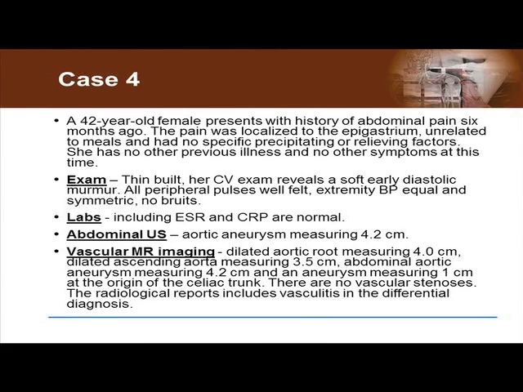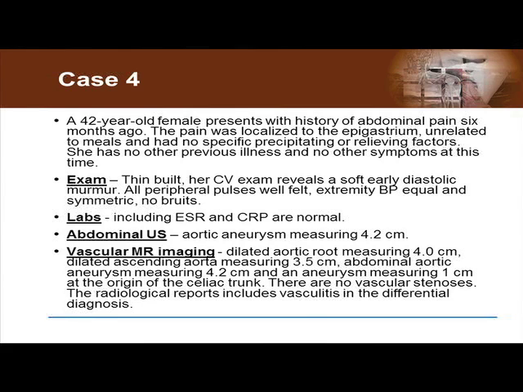A 42-year-old lady presents with a history of abdominal pain 6 months ago. The pain was localized to the epigastrium, unrelated to meals, and there were no specific precipitating or relieving factors. She has no previous illness and no other symptoms at this time, so the abdominal pain has resolved. On exam, she has a thin build. Her cardiovascular exam reveals a soft early diastolic murmur in the aortic area. All her peripheral pulses are well felt, extremity blood pressures are equal and symmetric, and she has no bruit. Her labs are normal. Abdominal ultrasound shows an abdominal aortic aneurysm measuring 4.2 centimeters.